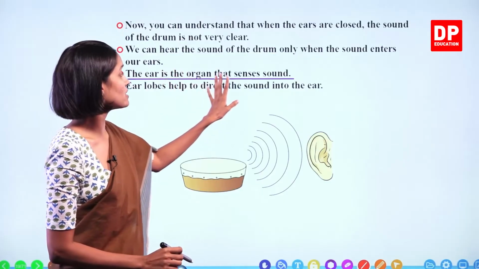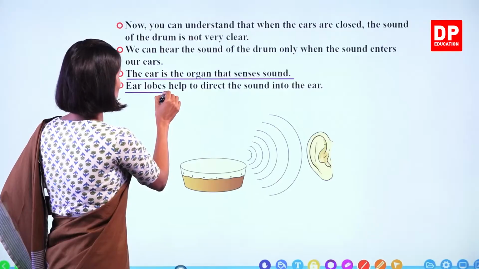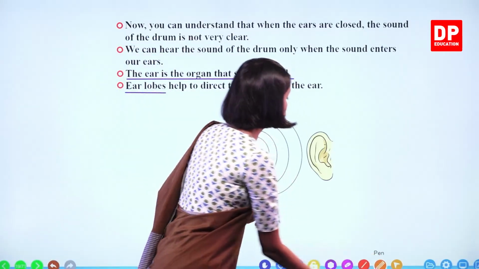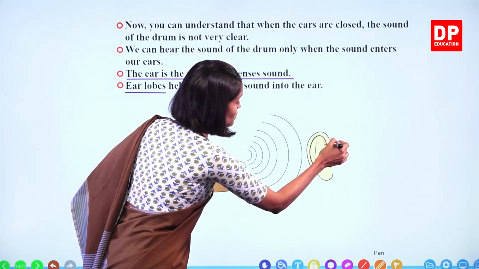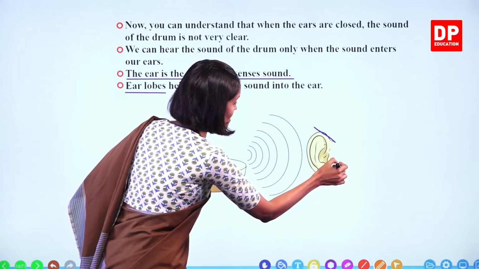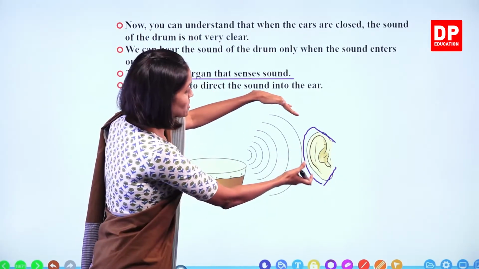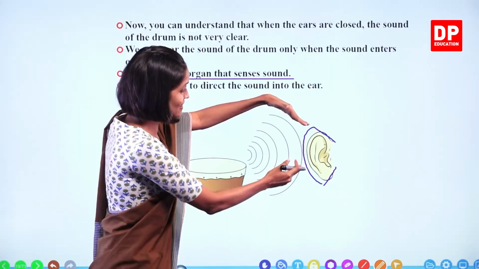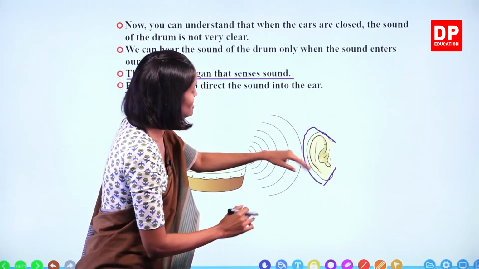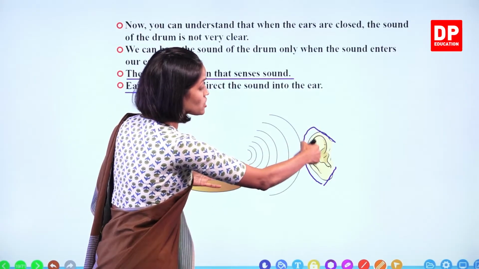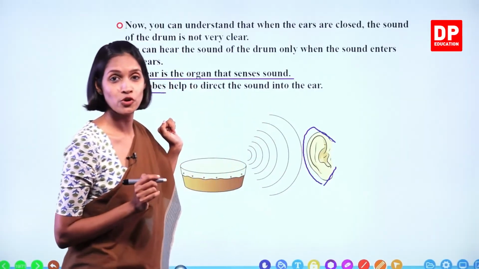Earlobes help to direct the sound into the ear. Now look at this picture. Earlobes. Look at the shape of the earlobe, children. Doesn't it look like the cone shape that we make? Look at the shape. From outside it is wider and here it is narrow. So why does that happen, children? That is because of this special shape, it can collect sound waves more and more.